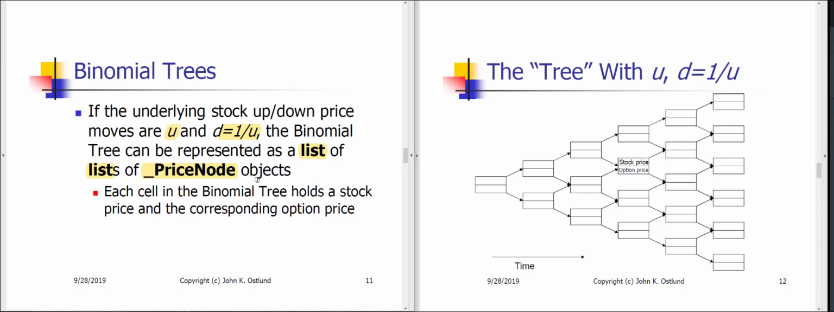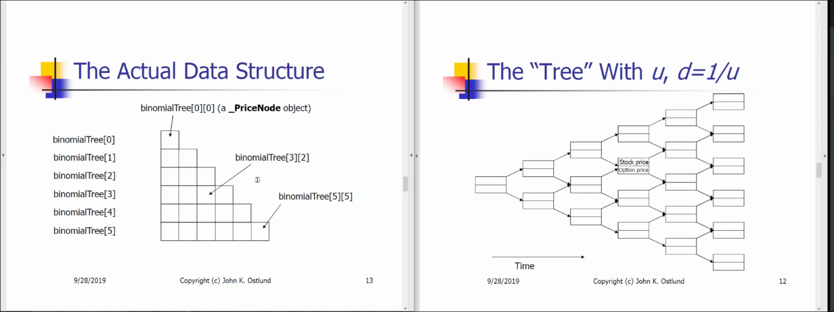All right, so let's form that as a list of lists, which is going to make our bookkeeping easier. And here is our list of lists. Binomial tree sub 0 is going to be a list of one price node object. That's going to contain the stock price and the option price at time 0 right now. Then binomial tree sub 1 is going to be a list of two price node objects. For the first time interval, that is 1 month in our case, because we have a 5-month expiration time and we've chosen to use 5 time intervals.